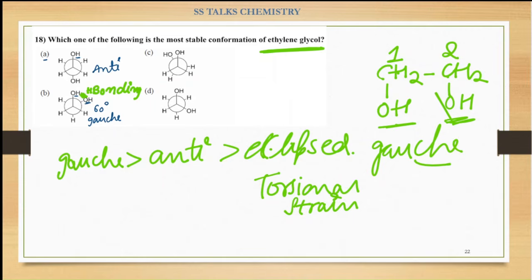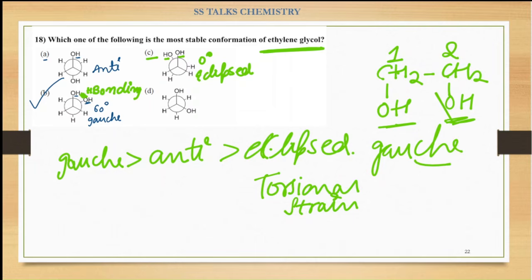Alright. In molecule C, you can see the OH groups are present one behind the other. That means the angle between them is 0 degrees, so this is your eclipsed conformation. This is not stable. So the most stable one is the Gauche conformation, and the correct answer will be option B. B is the correct answer to this particular question.